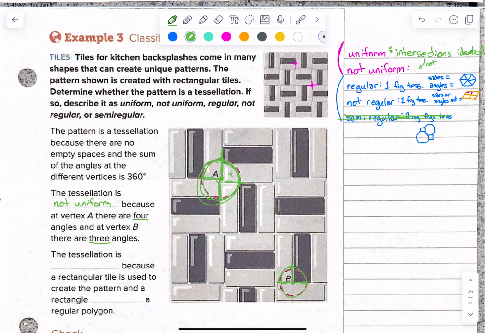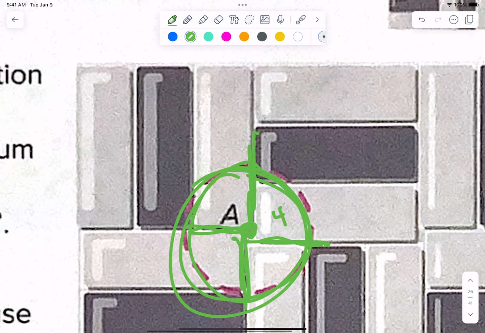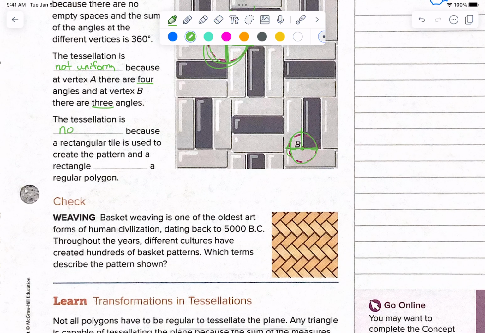Is he regular or not regular? No, he's not regular because not all the sides are the same. He's a rectangle. A rectangle is not a regular object. All the sides would have to be exactly the same in order for that to work. So he is not regular because a rectangle tile is used to create a pattern and a rectangle is not a regular polygon. Okay, does that make sense?